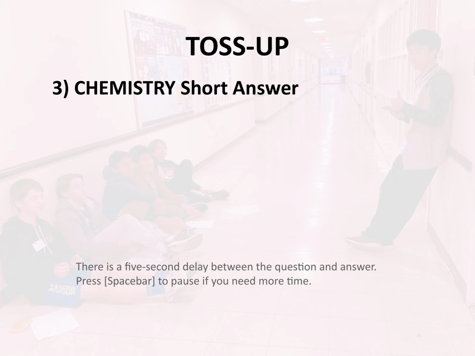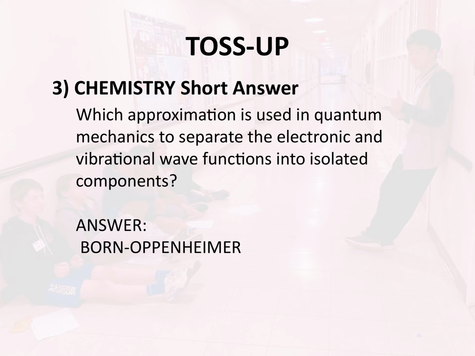Toss-up 3. Chemistry. Short answer. Which approximation is used in quantum mechanics to separate the electronic and vibrational wave functions into isolated components? Answer. Born-Oppenheimer.